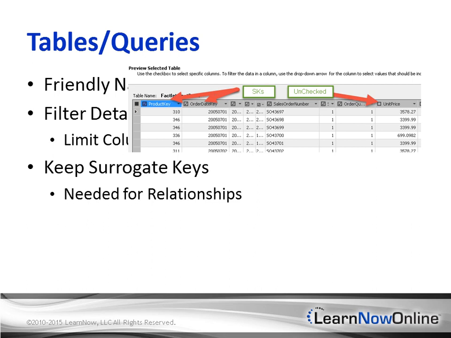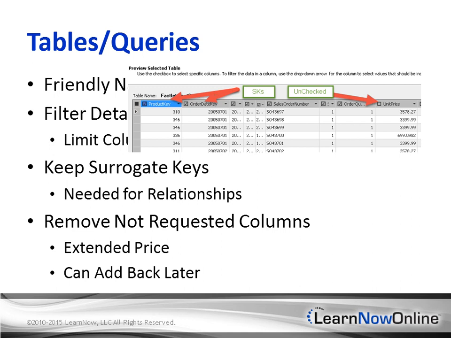Be sure to not remove the surrogate keys or keys that form relationships between tables from the dimension or the fact tables. They are needed to form that relationship. Otherwise, you won't be able to slice and dice attributes with their measures. They can be hidden later from the reporting tool rather than removing at the query level.